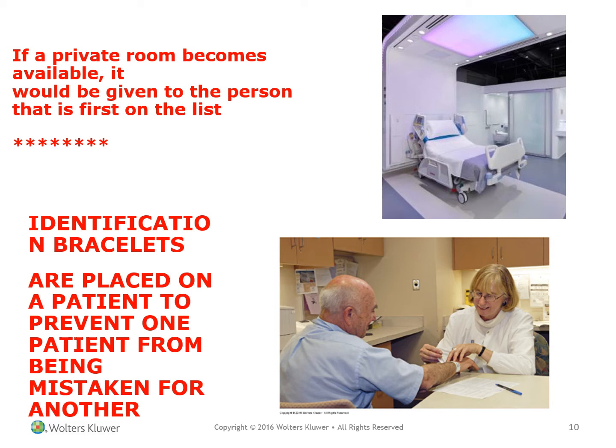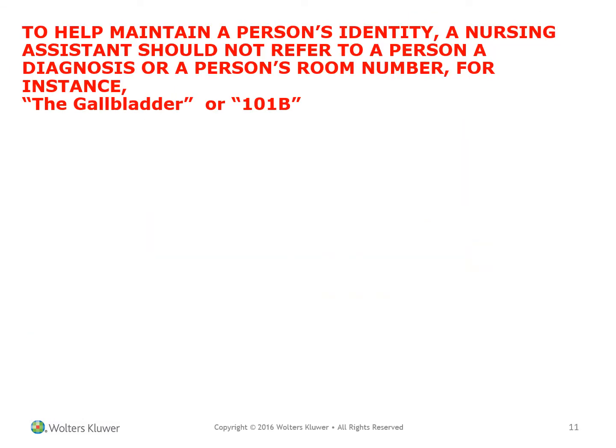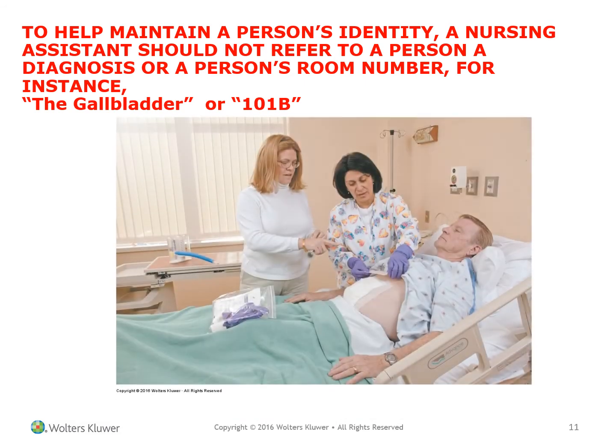Identification bracelets. They're placed on the patient to prevent one patient from being mistaken for another. To help maintain a person's identity, a nursing assistant should not refer to the person as a diagnosis or the person's room number. For instance, the gallbladder in room 101B or just 101B.